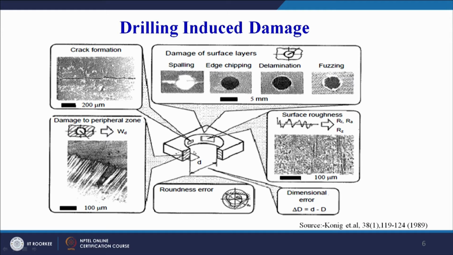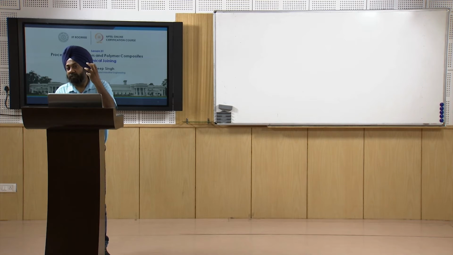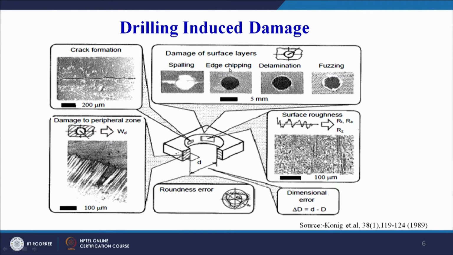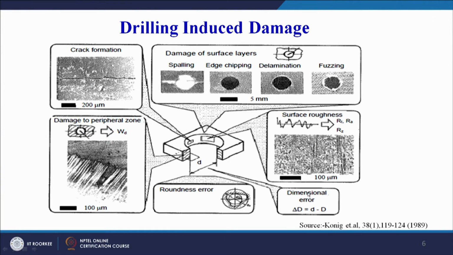Then at the peripheral zone, we are not getting a very good surface finish. The fuzzing is one thing, fibers are coming out, then delamination also takes place. So there are different types. I will not go into the detail of each one of these, but you can just keep a few important damage forms in your mind which you can relate to when you are making holes in composite parts or products. Now what are these? Spalling is one type of damage, edge chipping is another type of damage, delamination is the most important type of damage in composite laminates, and then fuzzing. You can see four different types of damage forms. Then surface roughness is poor, we should say surface finish is not good, cracks are formed and there is damage to the peripheral zone, and then there are roundness errors also, dimensional errors also.